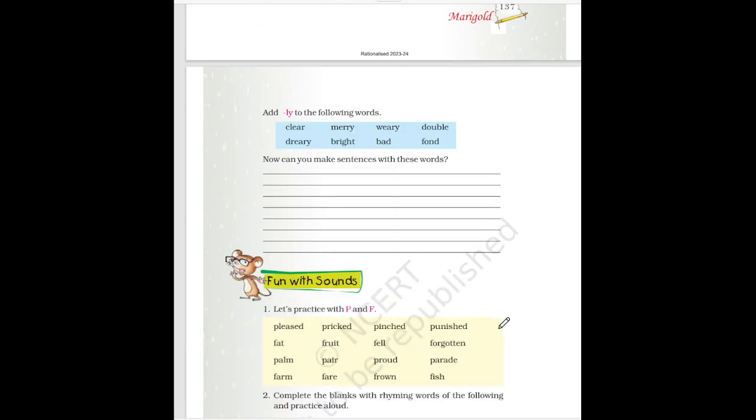Then next is, add ly to the following words. Here few words are given in the box. You have to add ly to these words and make a new sentence. Means any sentence, like we make our own sentences. So here clear will become clearly, C-L-E-A-R-L-Y, clearly. So any sentence you have to make of clearly. You can write, we will use simple, easy sentences.